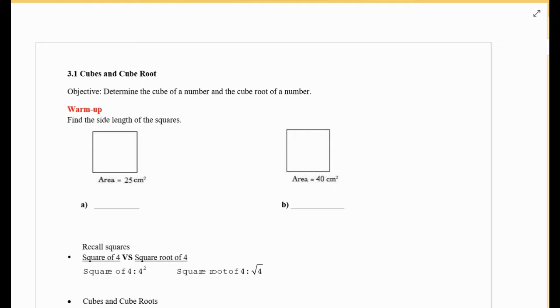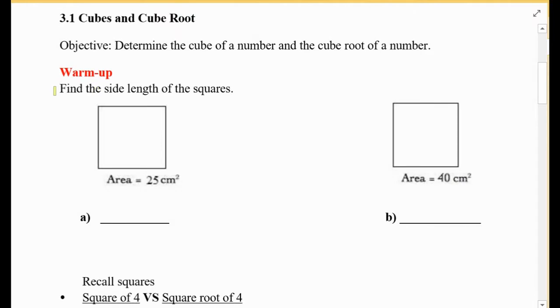So 3.1, before we learn about volume, we're going to learn cubes and cube root. Okay, today's objective: determine the cube of a number and the cube root of a number. Okay, look at the warm-up question. Find the side lengths of the square.